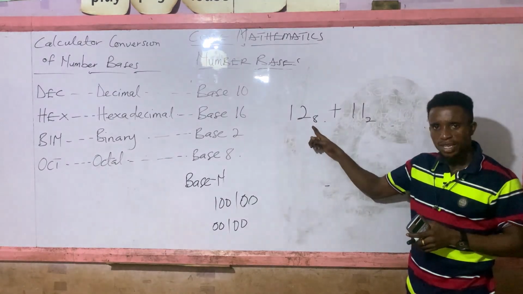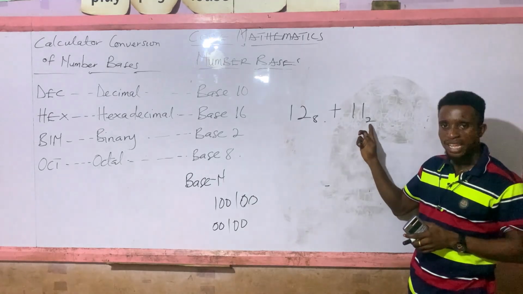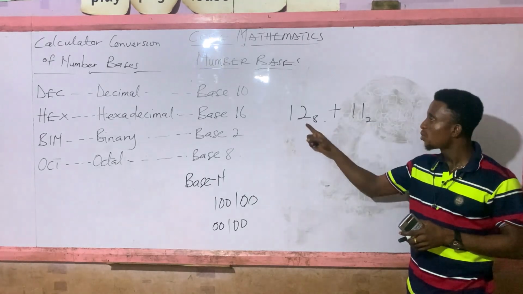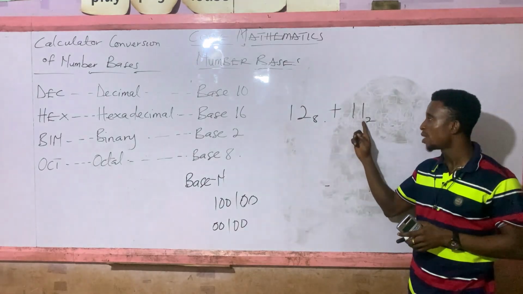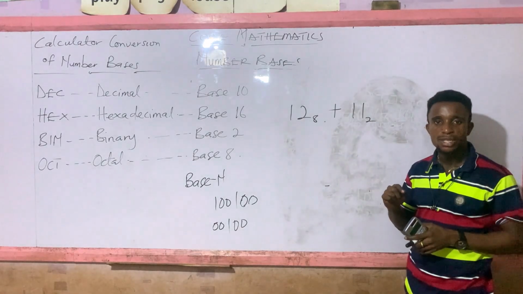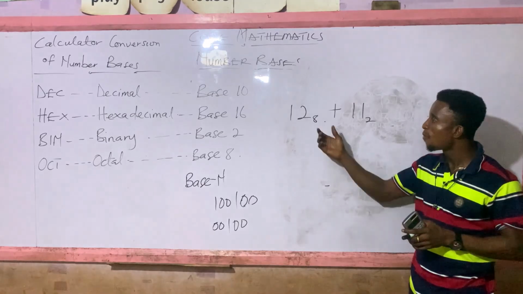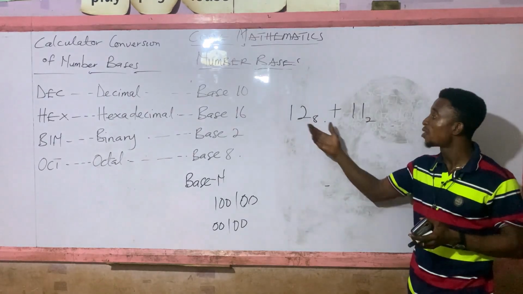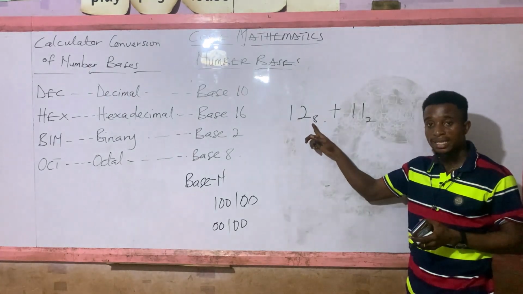Because the base of this one is not the same as that of this one, so you can't add them. This one is in a different base, and this one too is in a different base. So the only thing you can do is to convert. If you are being asked to convert it to one of these bases, or to base 8, what are you supposed to do?